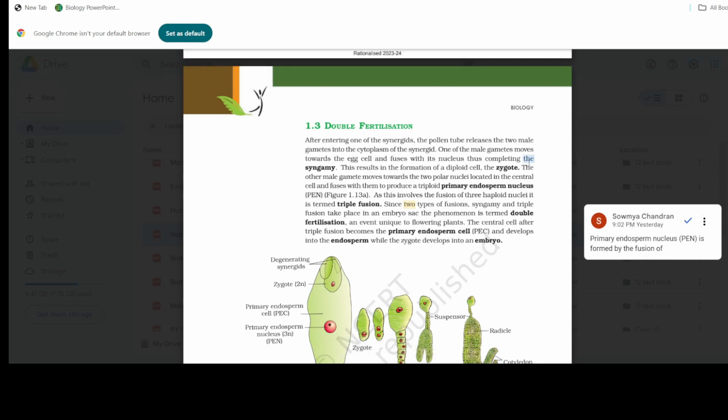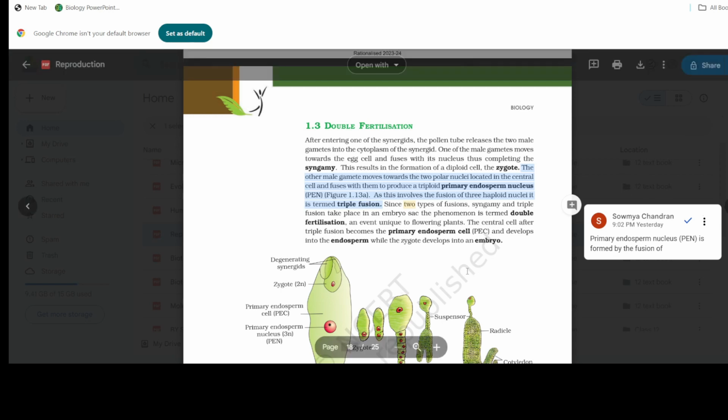The other male gamete, the second male gamete moves towards two polar nuclei located in the central cell and fuses with them to produce a triploid primary endosperm nucleus. So it's triploid, triple fusion. Okay. As this involves the fusion of 3 haploid nuclei. How did we get 3 haploid nuclei there? The second male gamete and the 2 central polar nuclei, which are haploid. So 3 haploid nuclei fuse to form the triploid primary endosperm nucleus.